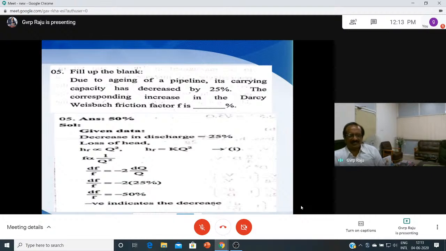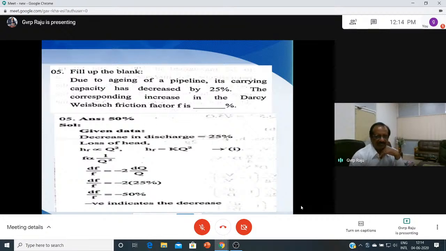So these are all intelligent ways of asking questions. So try to understand the theory properly and use theory effectively for answering the questions. Due to aging of a pipeline, its carrying capacity has decreased by 25%. So you have a good number of GATE questions from this chapter, because this pipe flow chapter requires the basis of fluid dynamics, fluid kinematics, etc. Due to aging of the pipeline, its carrying capacity has decreased by 25%. The corresponding increase in the Darcy-Weisbach factor is.